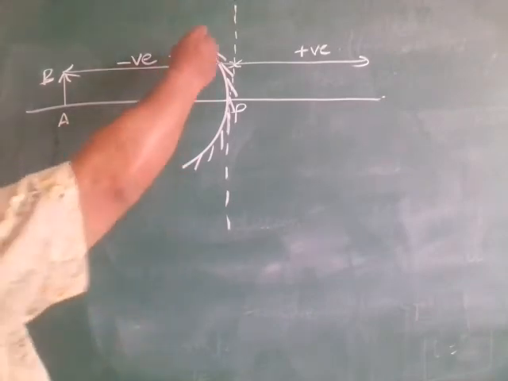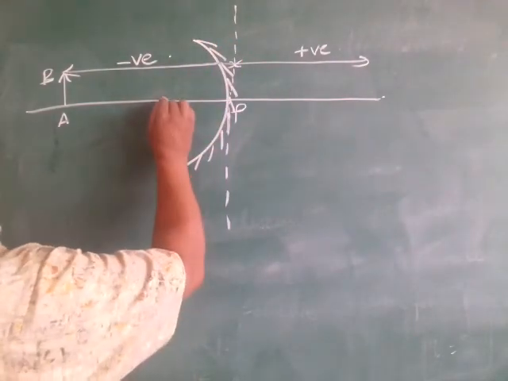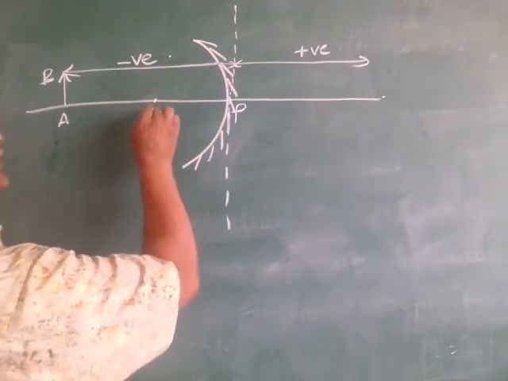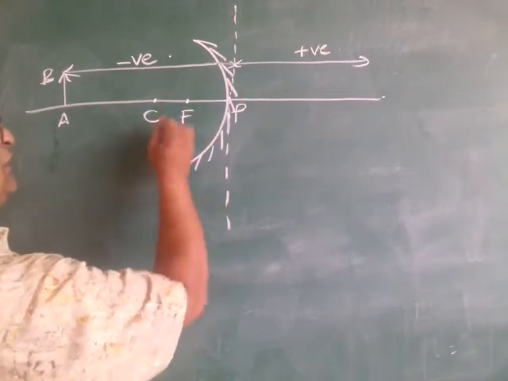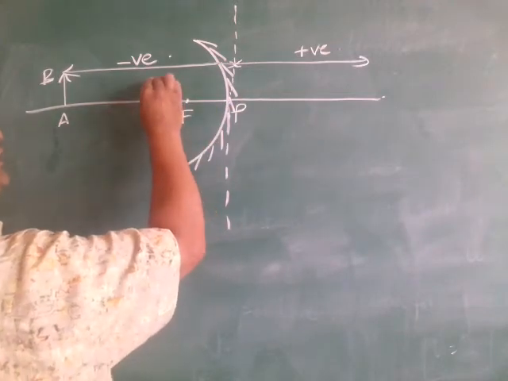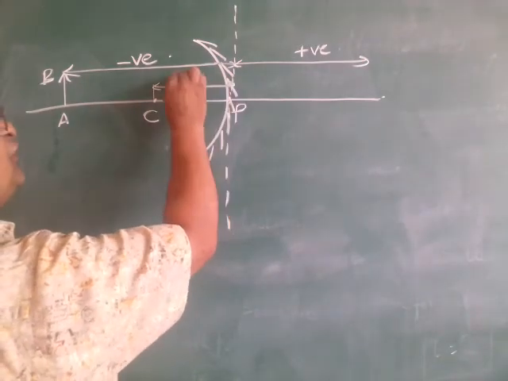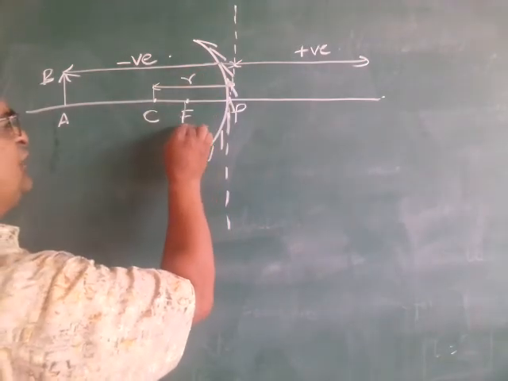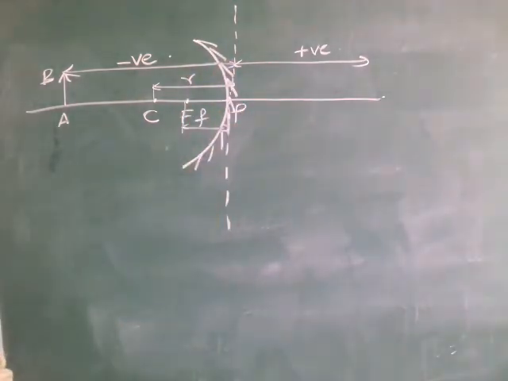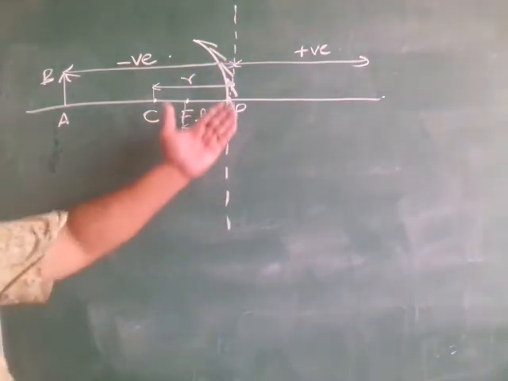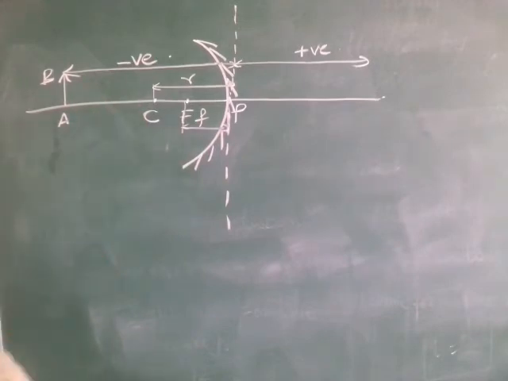Now this is a concave mirror, and the center of curvature and focus come to the left of the mirror. As a result, this radius of curvature and the focal length of a concave mirror will be negative because they come to the left.